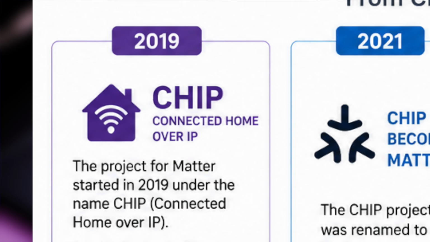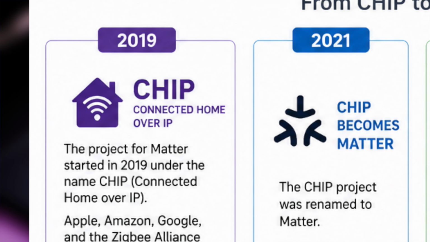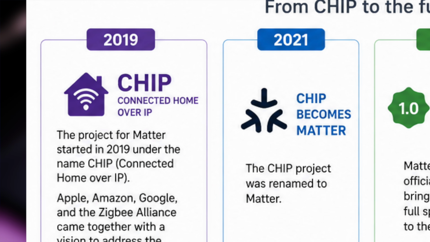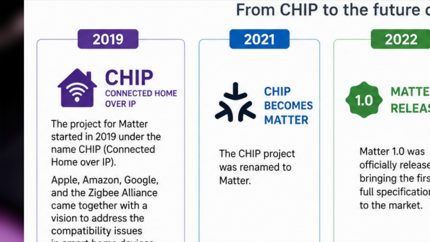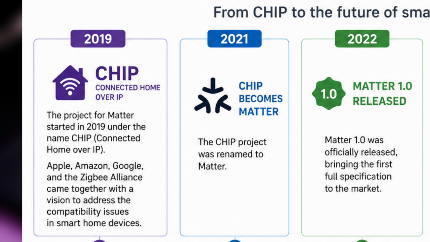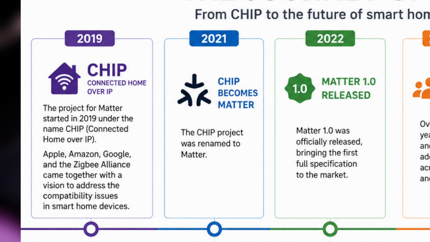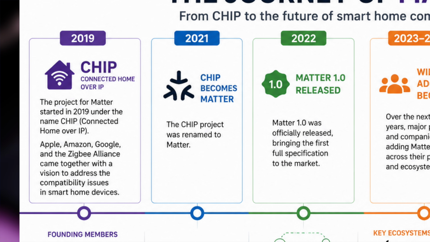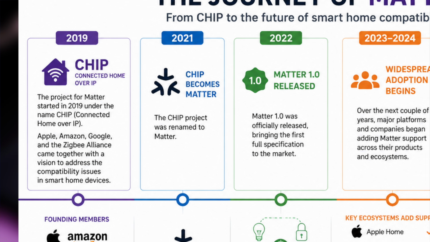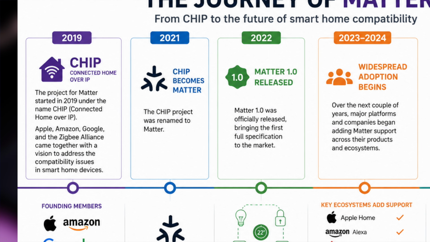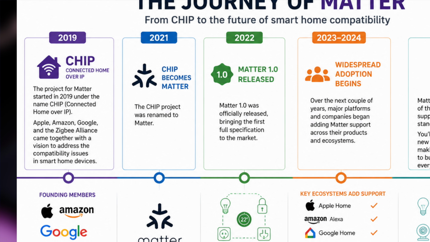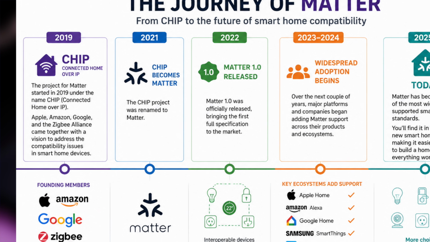Companies like Apple, Amazon, Google, and the Zigbee Alliance all got involved to address the issue of devices from different manufacturers either not working well together, or maybe locking you into certain smart home systems. In 2021, the CHIP project was renamed to Matter, and the next year, Matter 1.0 was officially released.